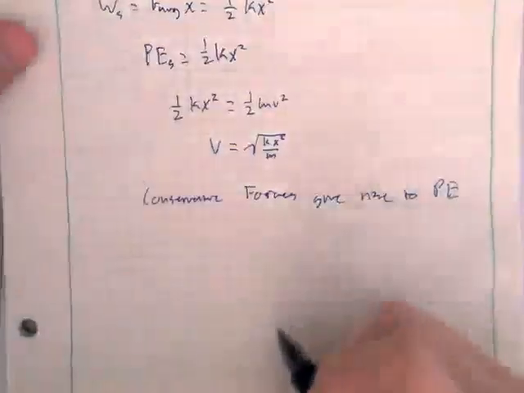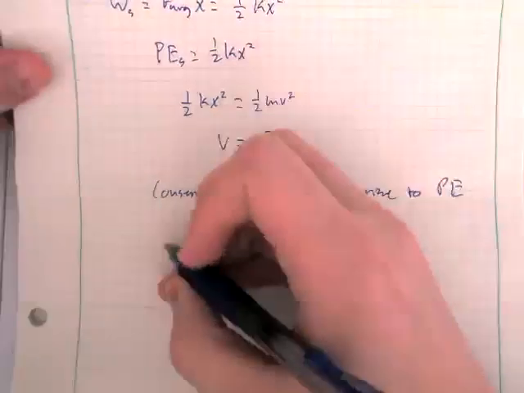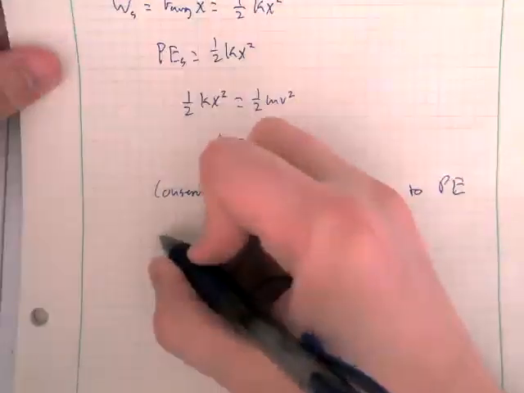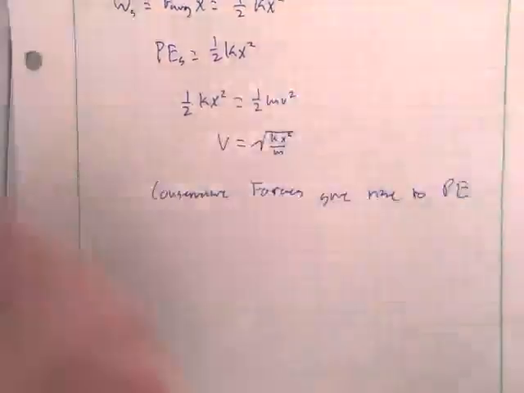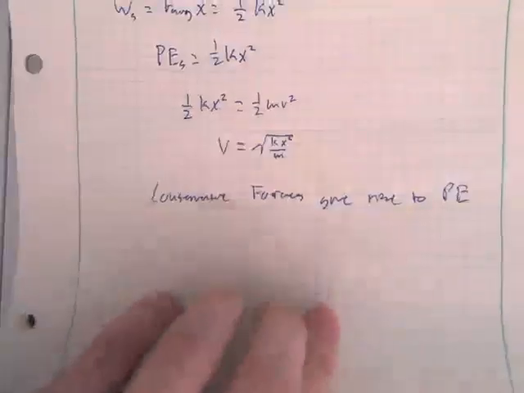So again, as we said before, if only conservative forces are acting, we're going to do a little bit more formalized proof of this. So we can say if we only have conservative forces acting, then our mechanical energy is conserved. So how can we show that? How can we prove that?